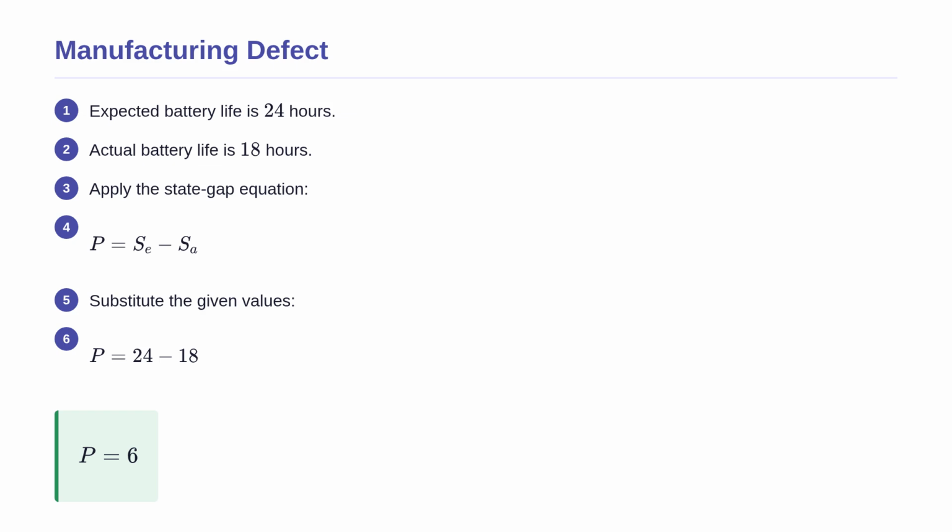We are asked to identify and quantify the core problem. We choose the state gap equation because it perfectly models this deficit. We substitute 24 for the expected state and 18 for the actual state. Subtracting 18 from 24 gives us 6. This final answer means the identified problem is a 6-hour deficit in battery performance. The research team now has a highly specific target, finding what causes this exact 6-hour drain.